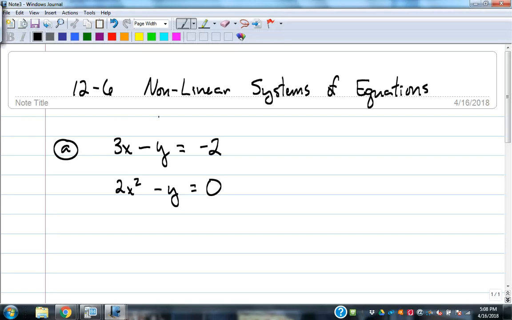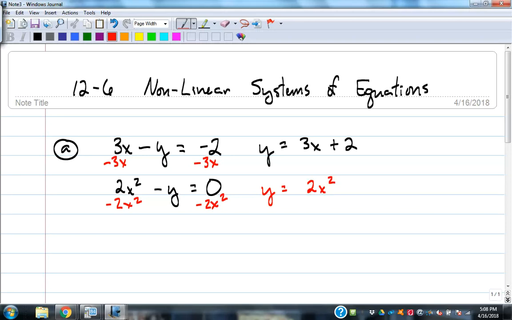That would involve taking each equation and getting y by itself. If I solve the first one for y, y is equal to 3x plus 2, just by subtracting 3x and then dividing everybody by -1. The second equation, I subtract 2x squared and then divide by -1, and I get y is equal to 2x squared.